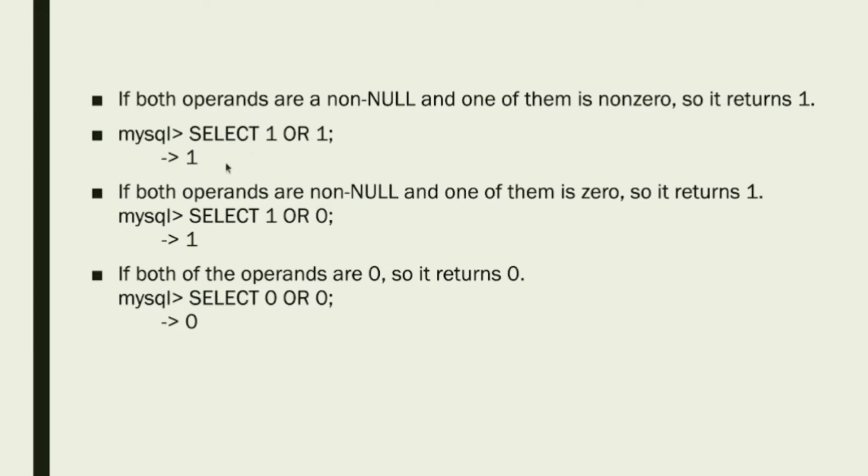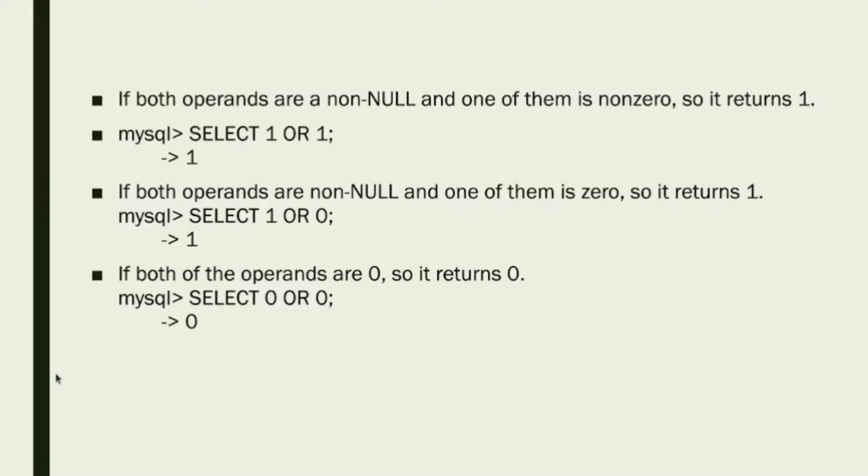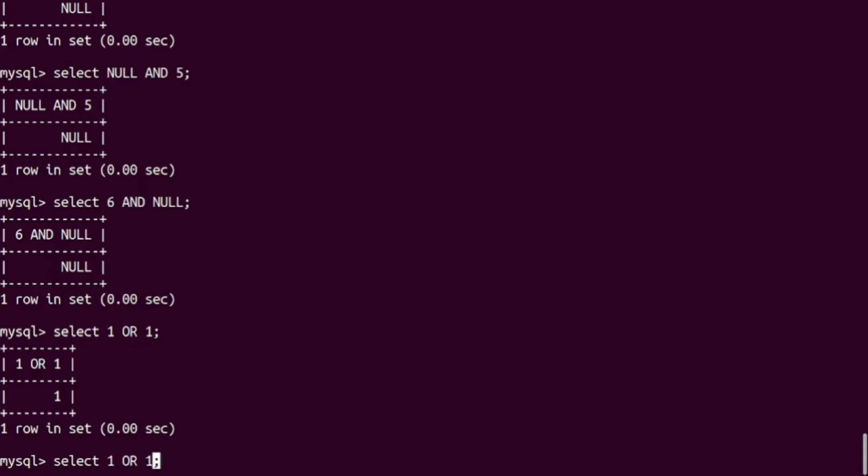Okay, so SELECT 1 OR 1 will give you 1. Let's check it in the terminal. SELECT 1 OR 1. It's showing 1 here because both are non-zero. Okay, so if both operands are non-null and one of them is 0, it returns 1. Let's check it. The first is non-null and there is 0. Let's see what the output is. It's showing 1 here.